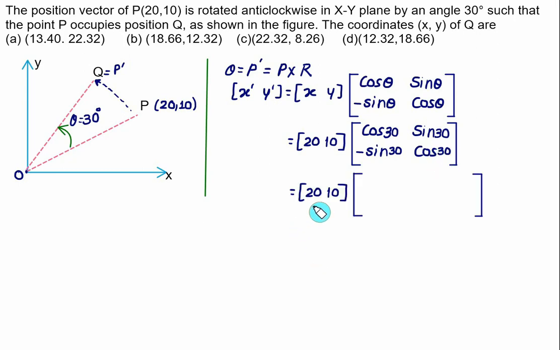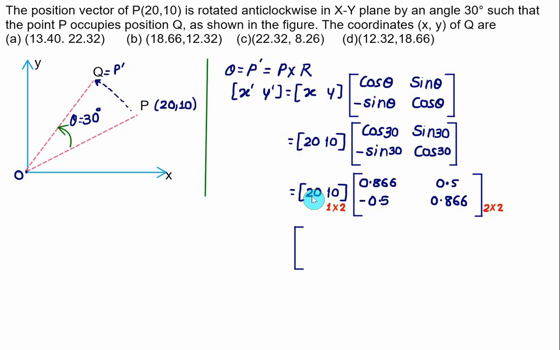So we have 20, 10, and cos 30 is 0.866, sin 30 is equal to 0.5, minus sin 30 is minus 0.5 and cos 30 is 0.866. So we have here one row and two columns. So it is 1 by 2 size and this one is 2 by 2 size. So again the inner 2 and 2 cancel, and a 1 by 2 matrix will be left here.